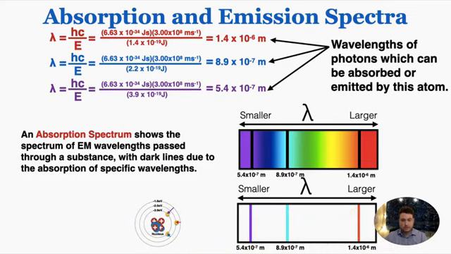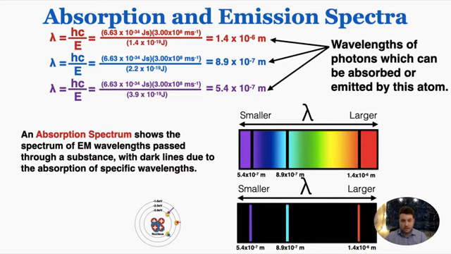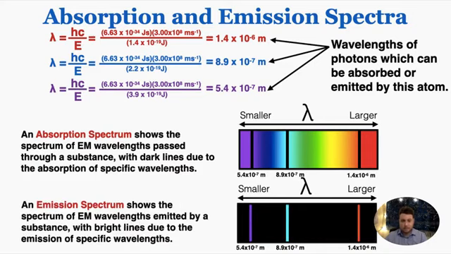So those would be the three places on my chart where I would detect photons. Everything else would be black. There wouldn't be any other EM waves hitting this chart. So we would call this an emission spectrum because this shows the spectrum of electromagnetic wavelengths emitted by a substance, with bright lines due to the emission of specific wavelengths.